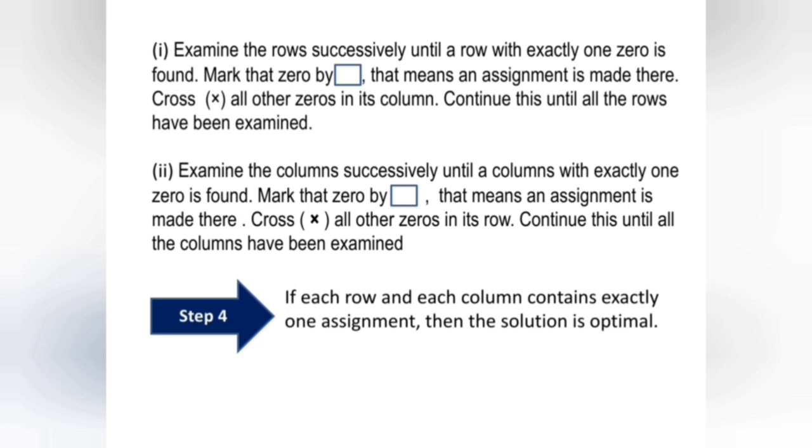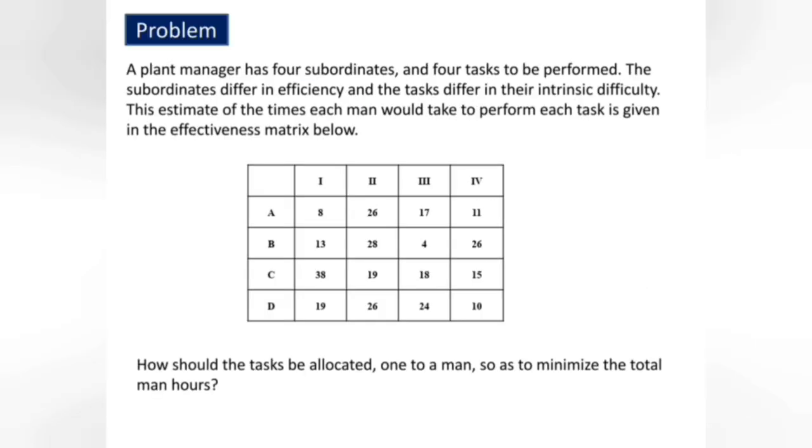Then, examine the columns successively until a column with exactly one zero is found. Mark that 0 with a rectangular box, which means an assignment is made there, and cross out all the other zeros that lie in that particular row. Continue this process until all the columns and rows are examined. If each row and each column contains exactly one assignment, then the solution is optimal, which means we assigned each person a job to minimize the time schedule. This is the process of the Hungarian method.